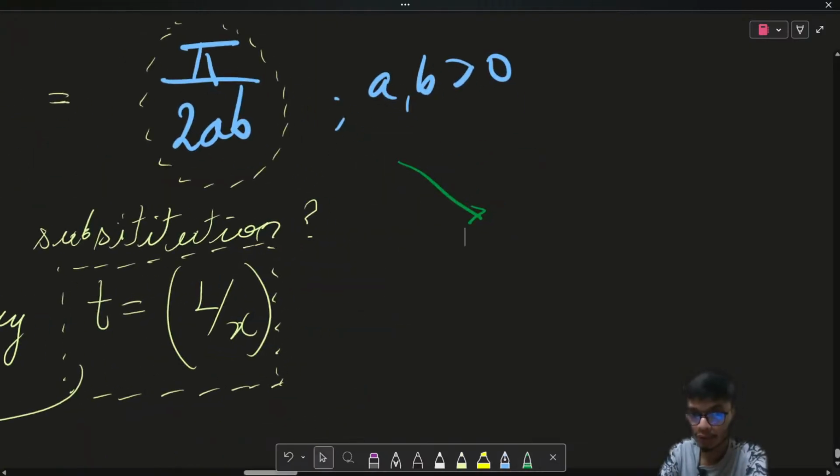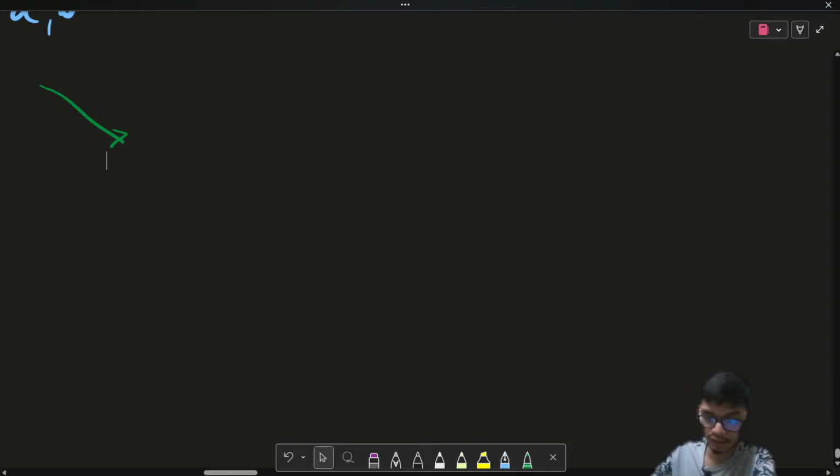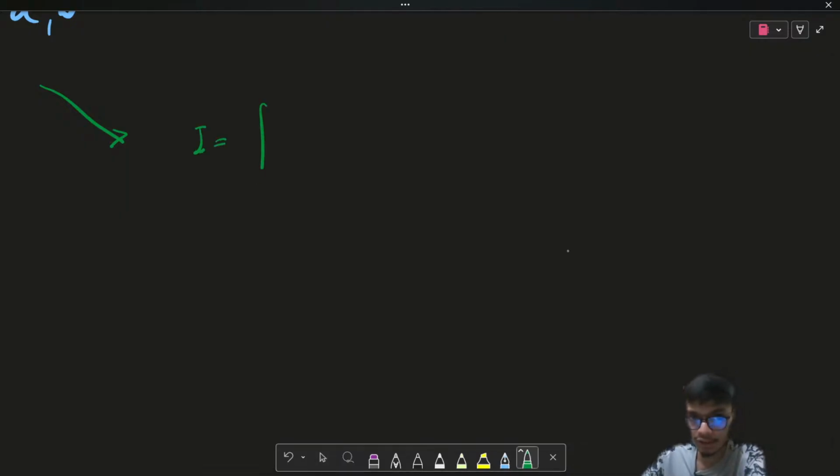If you look at this integral, it is taken from 0 to pi by 2, which are the two limits of the integral, and it's given as dx upon a square cos square x plus b square sine square x. That's the given question over here.